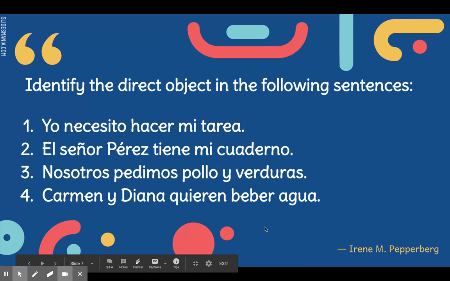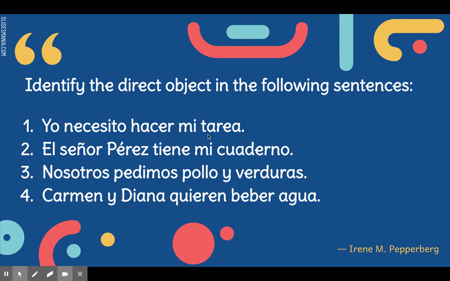So let's practice. I have 4 sentences here, and on the Zoom, I had people in the chat one by one trying to tell me what the DO is of each sentence. Okay, so the first one was yo necesito hacer mi tarea, right? I need to do my homework. So I am the subject, and then need to do. I have two verbs. So I ask myself, what is it that I need to do? And then I'll get my answer, my homework. Homework is my direct object.